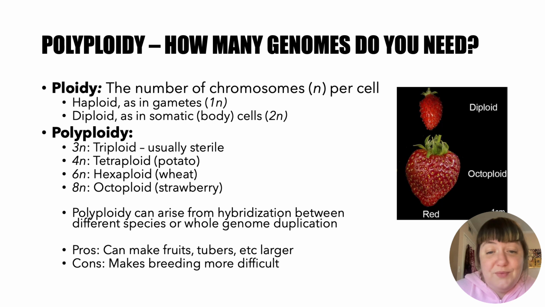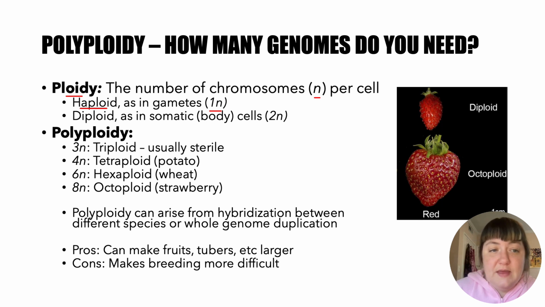Speaking of whole genome duplications, let's talk about polyploidy, or as I like to say, how many genomes do you need? So, ploidy refers to the number of chromosomes per cell, and that is often abbreviated with a lowercase n. The lowest number is haploid, and this is the number of chromosomes that gametes have, like eggs and sperm cells, and it's usually half of the number of the parents.